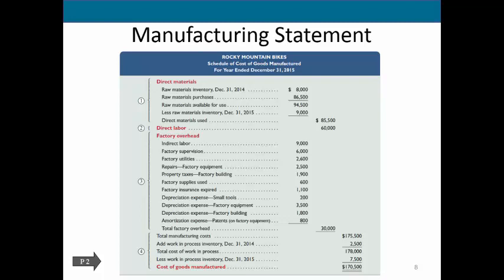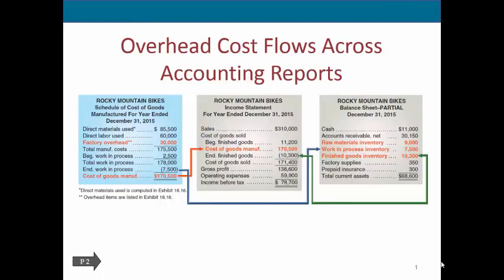So where do those transfer to? They transfer out of work in process and into finished goods. So here you just have a depiction of why we put together these various statements. You can see here we've got the schedule of cost of goods manufactured, and we put this together to give us the detail behind the manufacturing process. We then use this information here, the cost of goods manufactured, in our income statement.